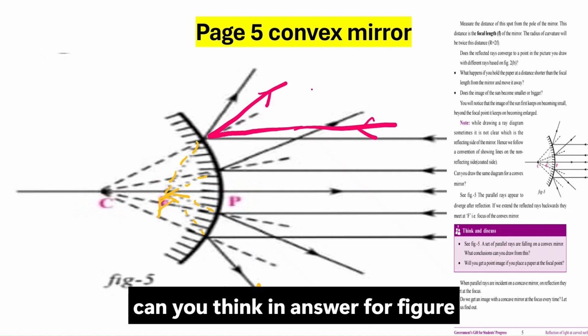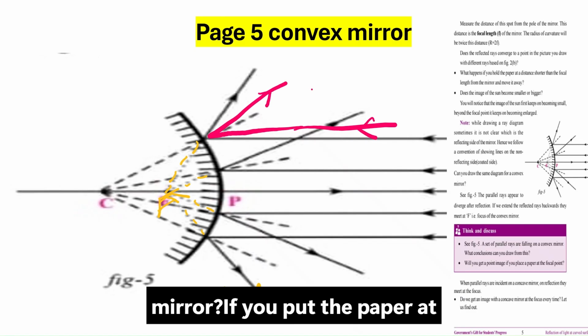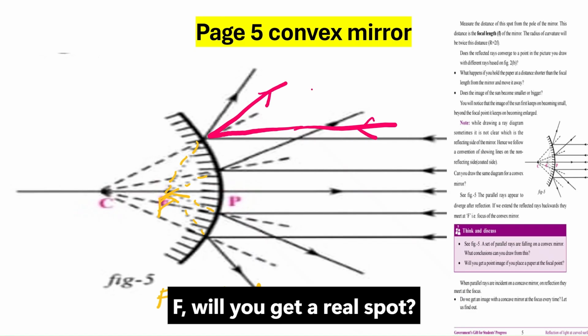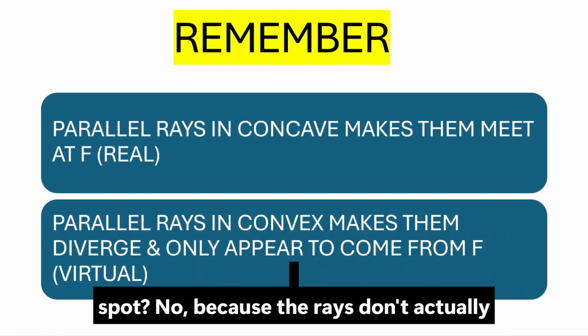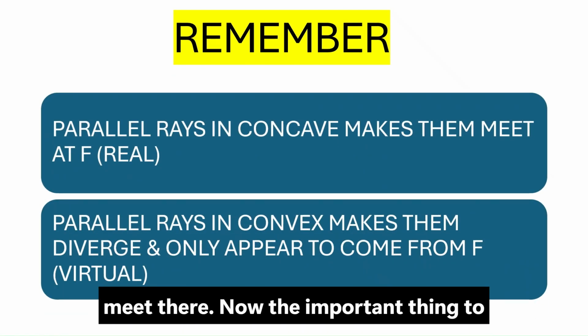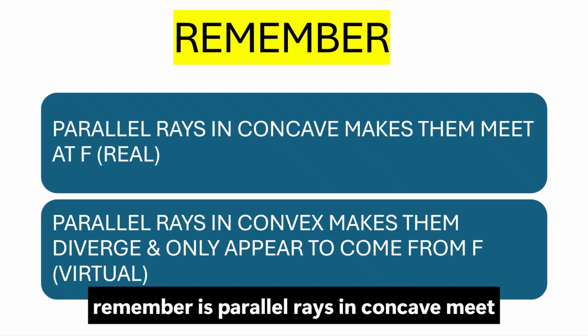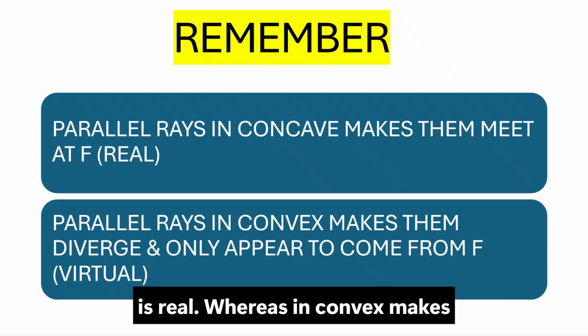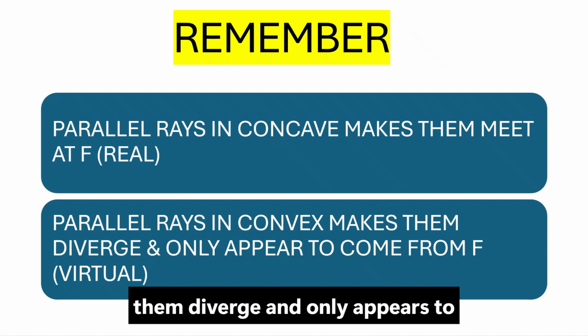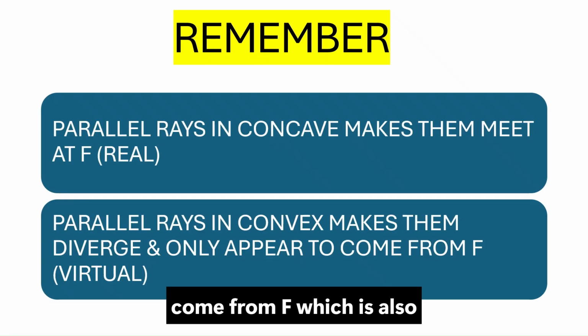Now, can you think of an answer for figure 5? What can you say about the convex mirror? If you put a paper at F, will you get a real spot? Think. No, because the rays don't actually meet there. The important thing to remember is that parallel rays in a concave mirror make them meet at F, which is real, whereas in a convex mirror they diverge and only appear to come from F, which is virtual.